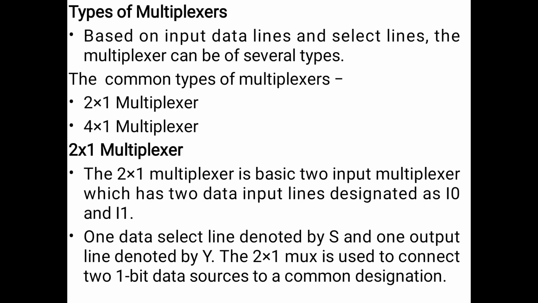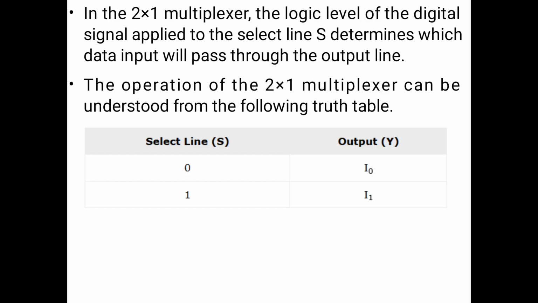In a 2x1 multiplexer, it is a basic 2-input multiplexer which has 2 data input lines designated as I0 and I1. One data select line S is there and one output line denoted by Y. The 2x1 multiplexer is used to connect the 2 1-bit data sources to a common destination. In the 2x1 multiplexer, the logic level of the digital signal applied to the select line S determines which data input will pass through the output line.